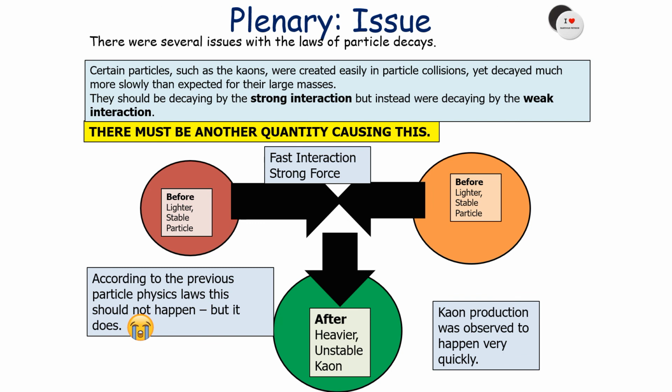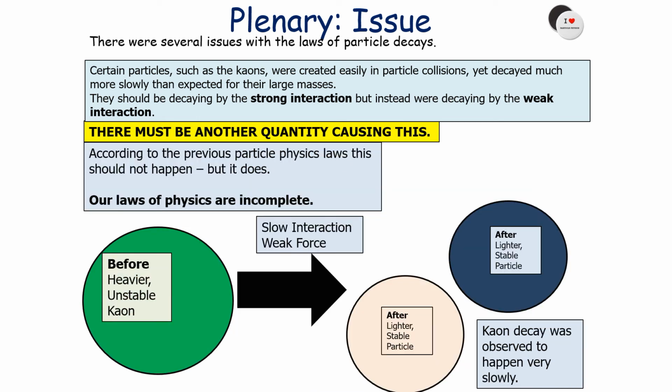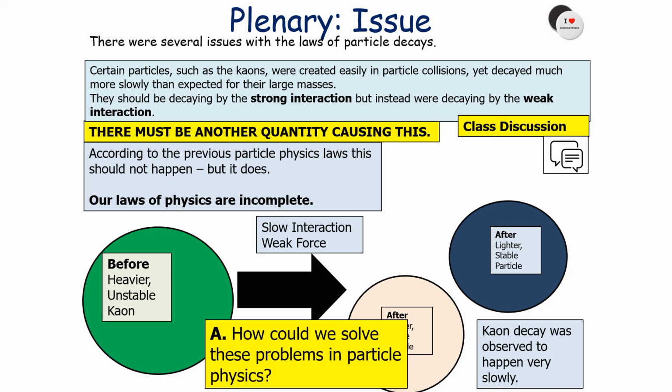In addition, certain particles like kaons were created easily in particle collisions yet decayed much more slowly than expected for their large masses. They should have decayed by the strong interaction, but instead were decaying by the weak interaction. So another quantity must be causing this. So our laws of physics were incomplete. So how do we solve this?